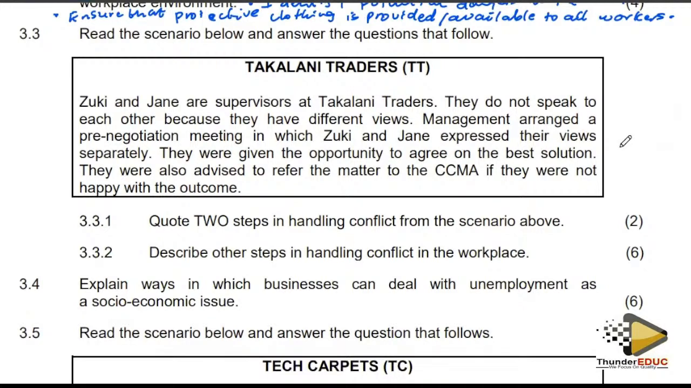So now, 3.3.1 reads as follows. Quote two steps in handling conflict from the scenario above. So now, if we check there, we have two sentences which say management arranged a pre-negotiation meeting in which Zuki and Jane expressed their views separately. Second one, they were given the opportunity to agree on the best solution.